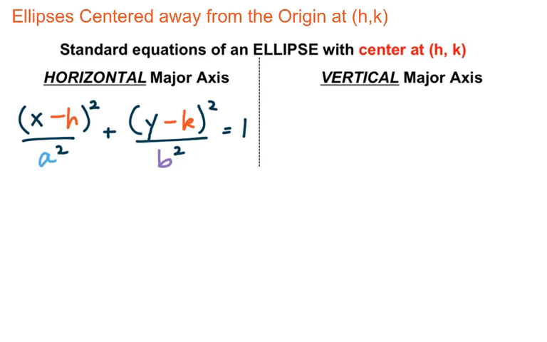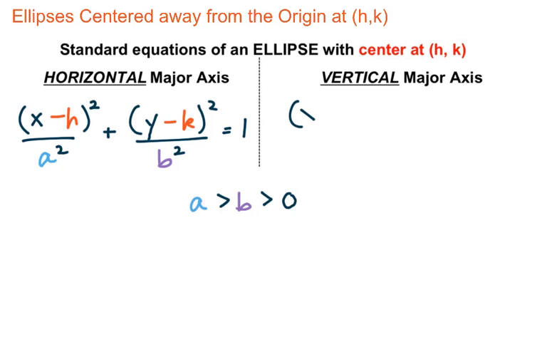A is going to be the larger number. So what we want to remember here is a is always going to be the bigger number. So a is bigger than b is bigger than 0. So we have to have a positive number. The larger number is under x. That means it's horizontal. So a vertical ellipse formula is going to look very, very similar. The only difference is that we're going to have the larger number under y.